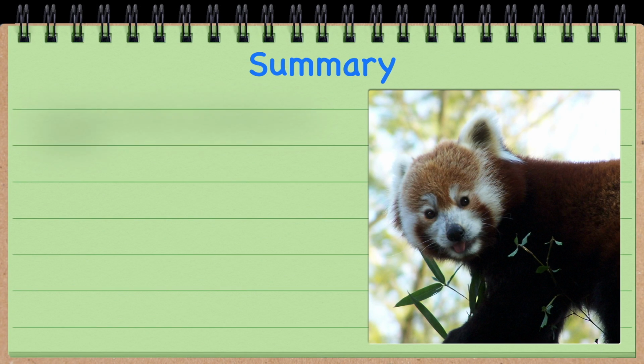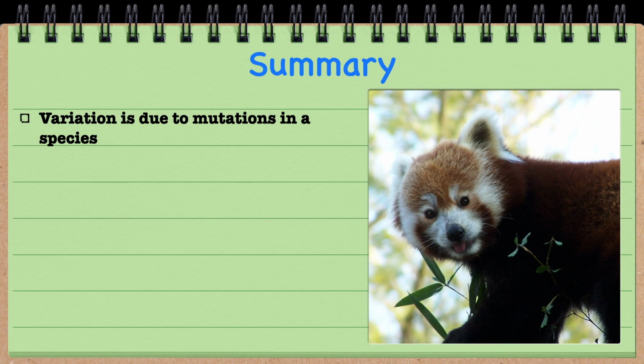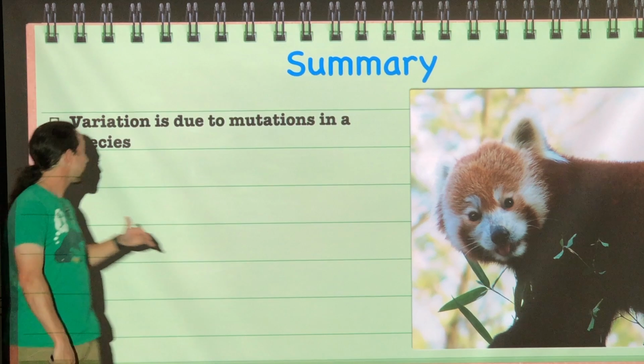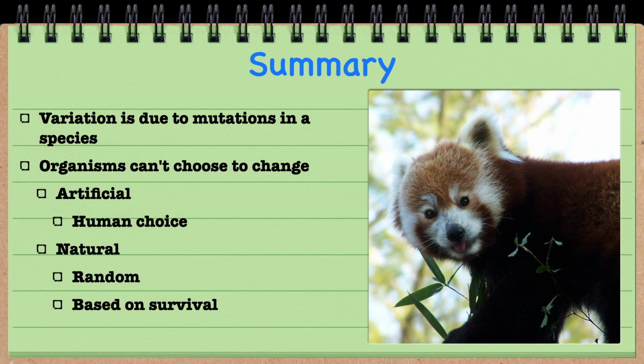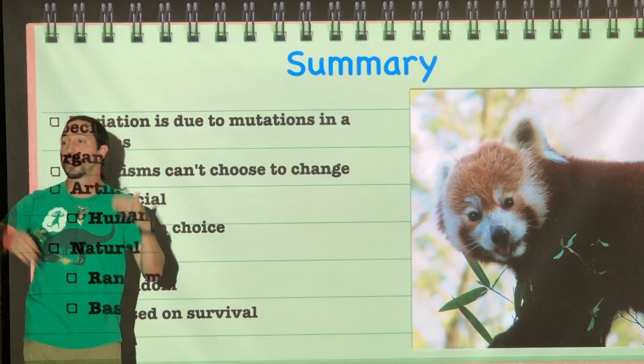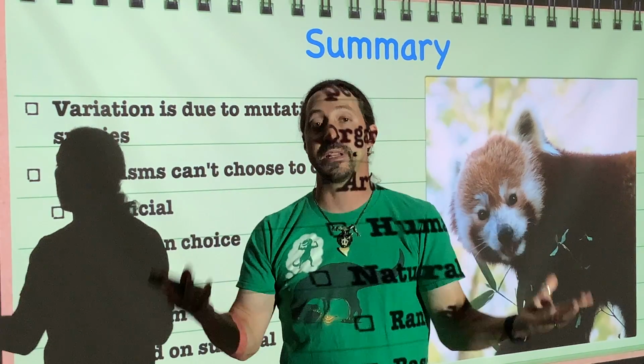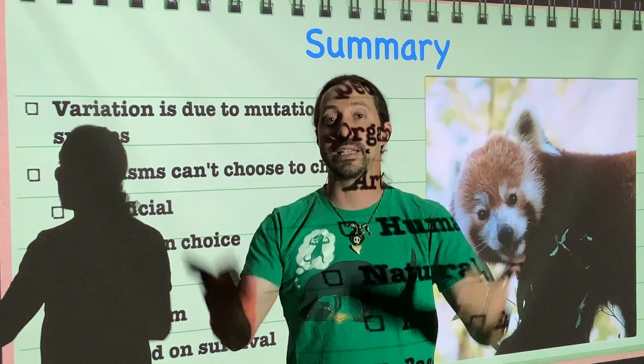So in summary of all this, first, variation, remember, is due to mutations that occur in our DNA. And the organisms can't choose to change. Whether it's artificial selection or natural selection, it doesn't make a difference. The organisms, the populations, aren't what's making the decision to change.